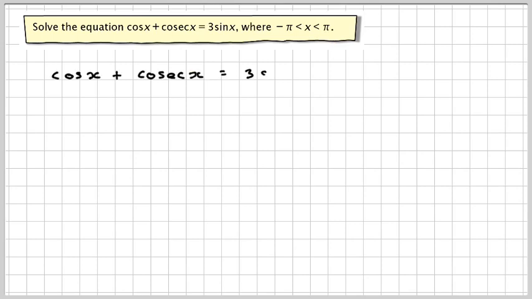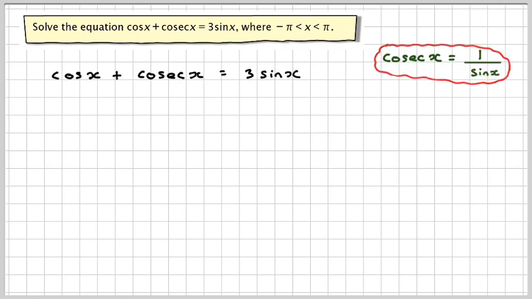Okay, so we'll write down the equation. The first step to do here is to rewrite cosec x as 1 over sin x. This is where you formally come in here. So cos x plus 1 over sin x is equal to 3 sin x.